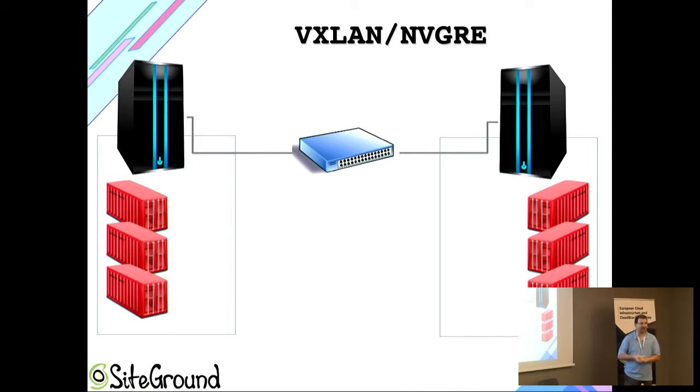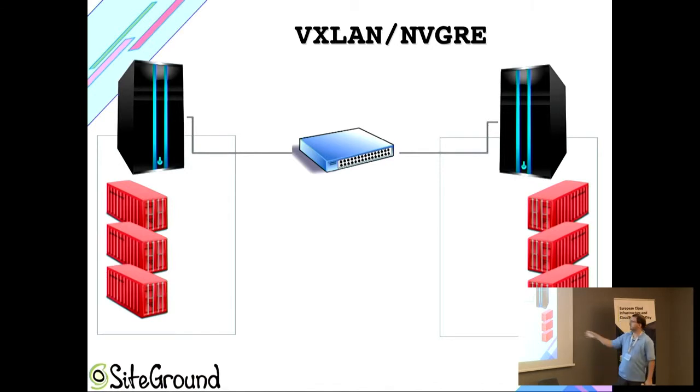The problem with VLANs is usually that they are easy within the data center, but they are very hard between two data centers and almost impossible between two continents. So when you want to have a private network between two continents, that's a problem. So VXLAN and NVGRE are trying to solve this problem.